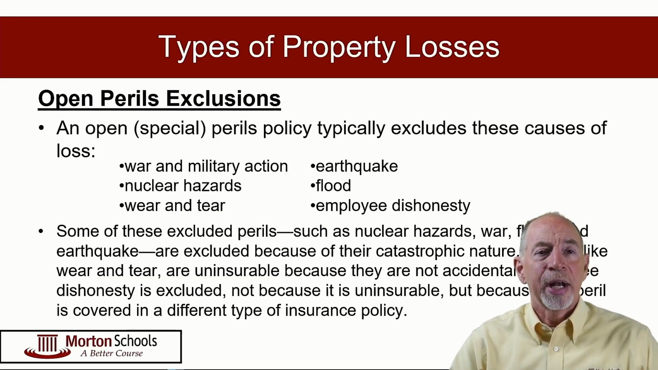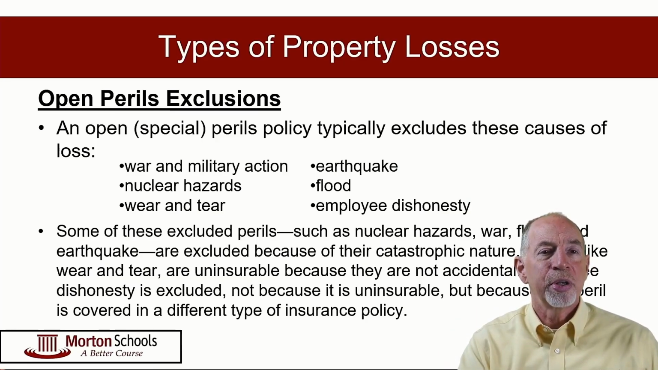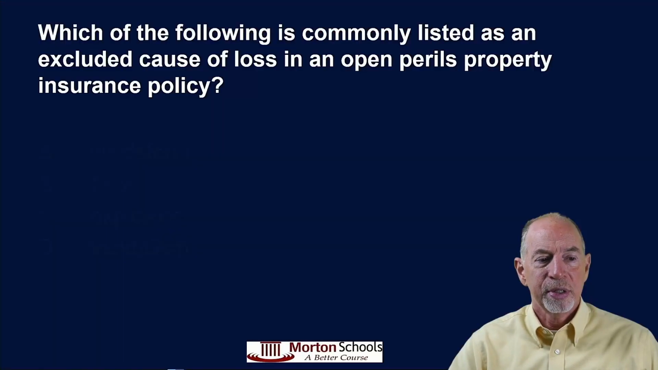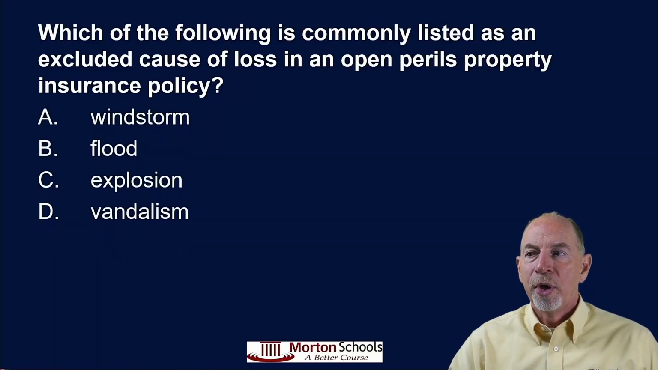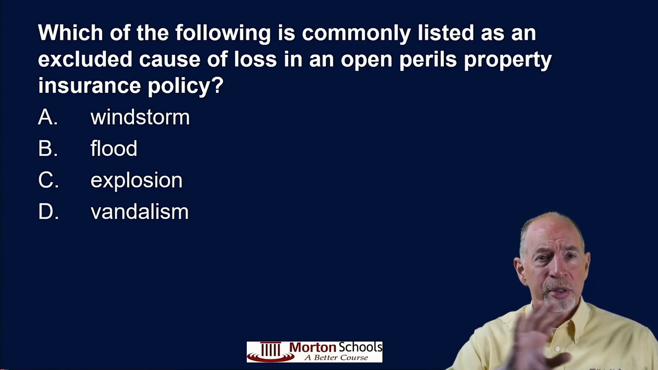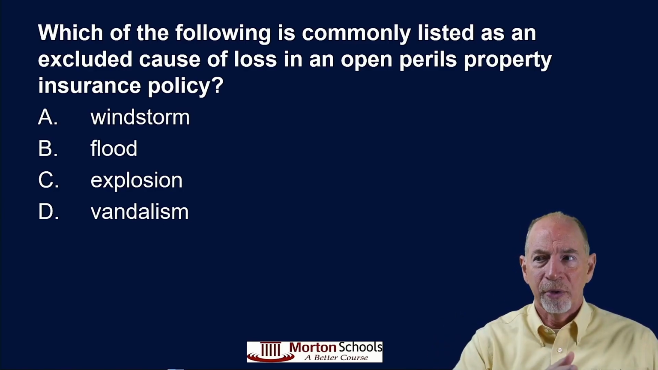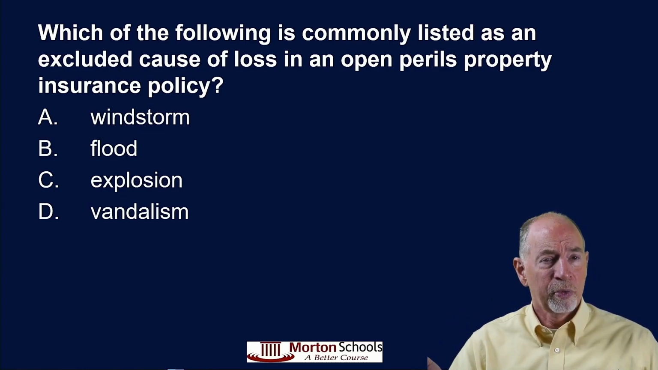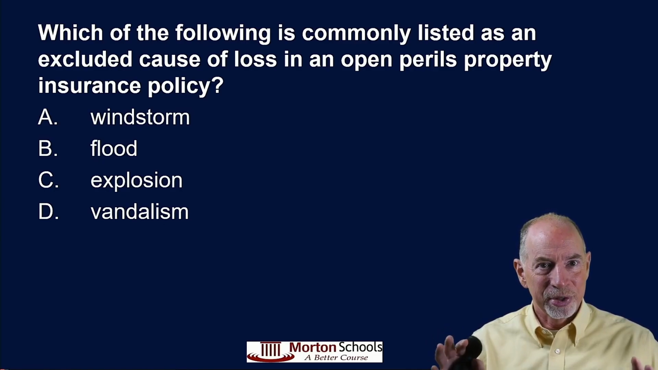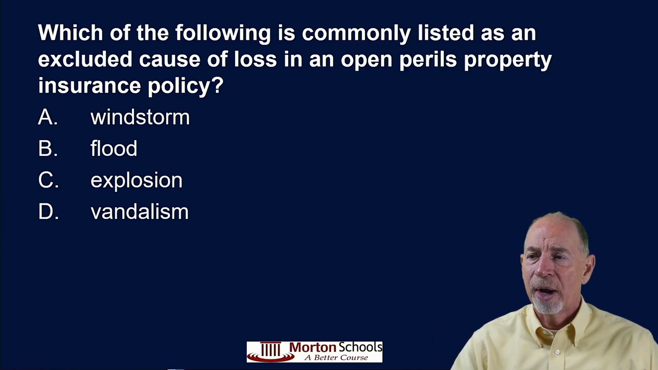Now let's take a look at a question and see how a question might look on the state test. Here's the question. Which of the following is commonly listed as an excluded cause of loss in an open perils policy? Well, we're going to think about what's excluded versus what's covered. Excluded means it's not covered. So let's work through and eliminate the answers like we have so many times in the past, right?